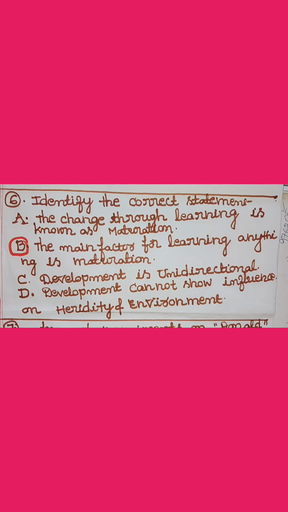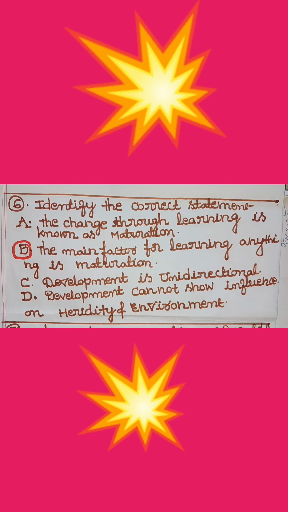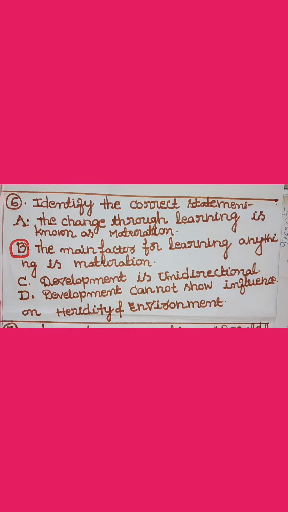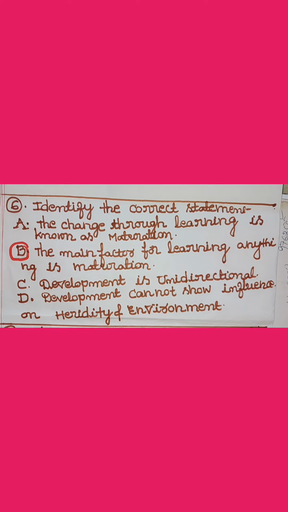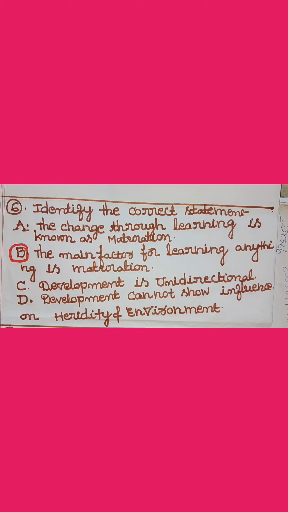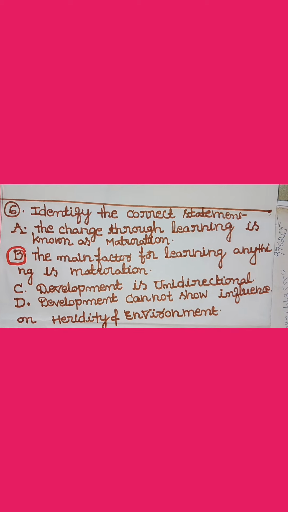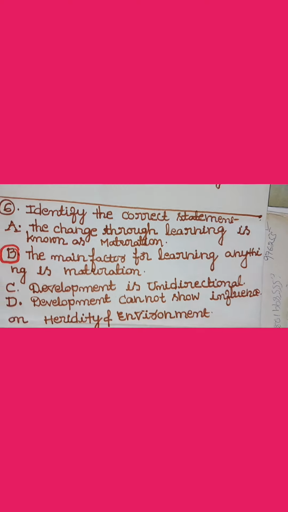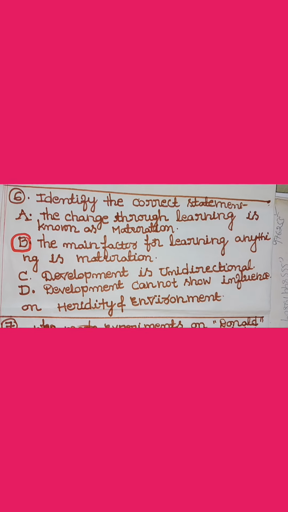Okay, once we read the question, identify the correct statement. The change through learning is known as maturation, so it is wrong. The main factor for learning anything is maturation. Why? Because without maturation there is no learning. If you want to learn anything, maturation is very important. So the answer is B.